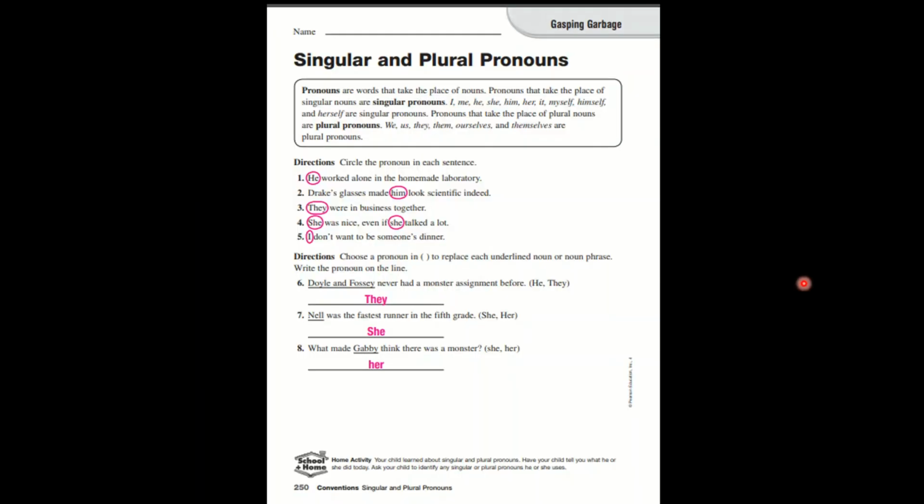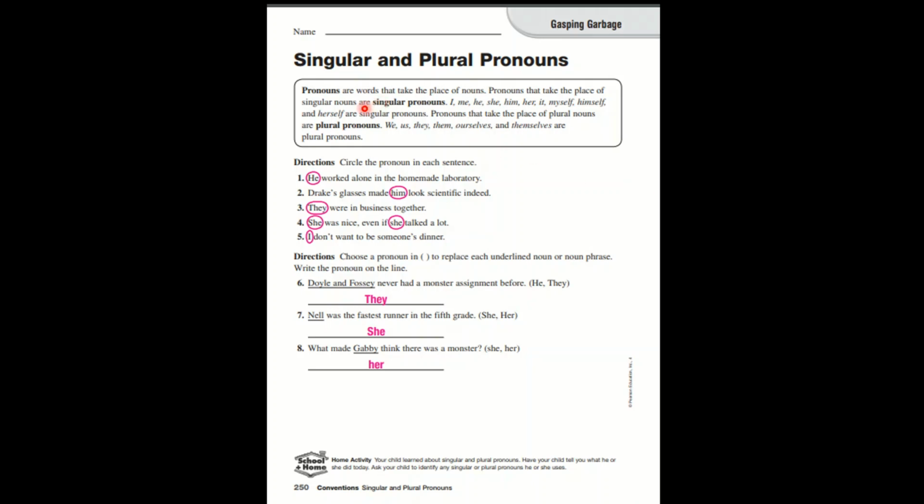Singular and plural pronouns are words that take the place of nouns. Nouns are people, places, and things. There are two types of pronouns, singular and plural pronouns. Singular refers to one person only, and plural refers to more than one person.